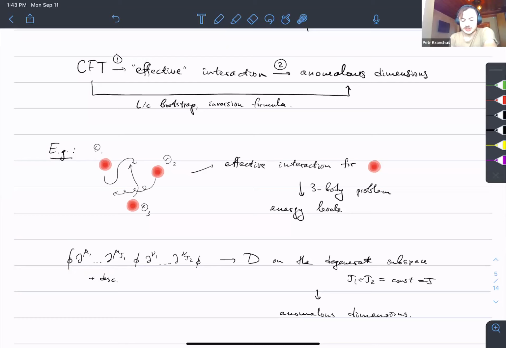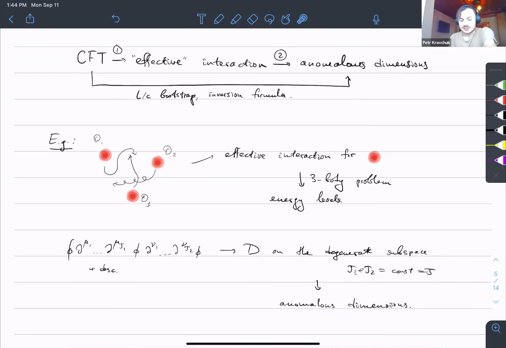And so you're going to have some dilatation operator on a highly degenerate subspace that you're going to need to diagonalize. So there are 2 steps. You first need to understand what this operator is, and that involves doing Feynman diagrams with something specific to a CFT. And then once you have this large matrix, you still need to diagonalize it. In some sense, the first step is analogous to getting the dilatation operator, and solving the 3-body problem is analogous to just diagonalizing this large matrix.